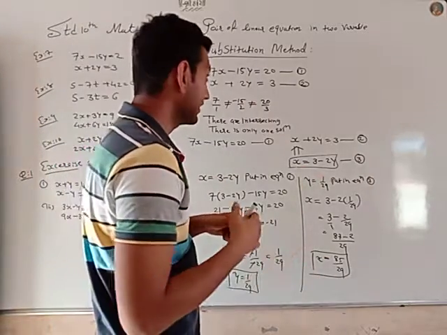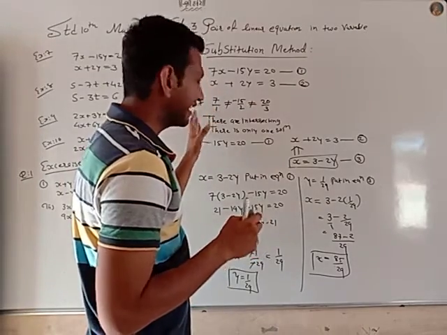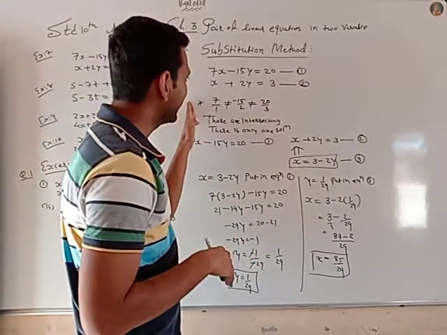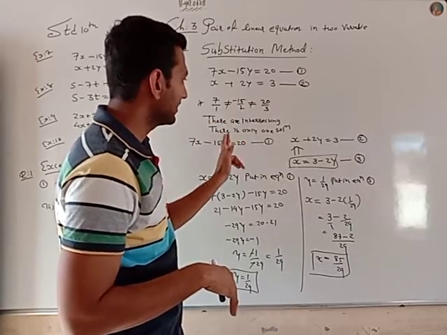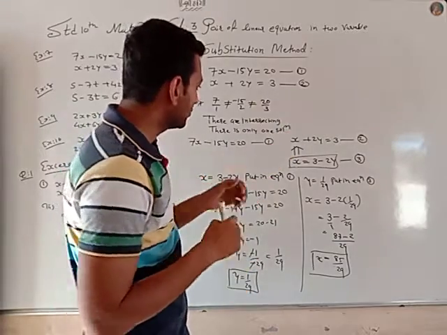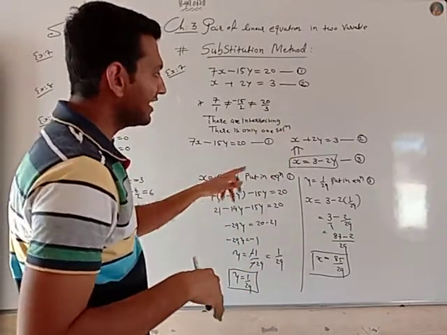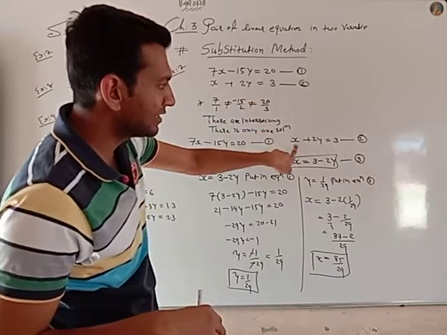Let's see it once again. The two equations are given. First check which type of solution is possible in the given equations. So here intersecting lines, there is only one solution. So for x and y, the two equations are given. Find the value of any variable. So I find the value of this x.